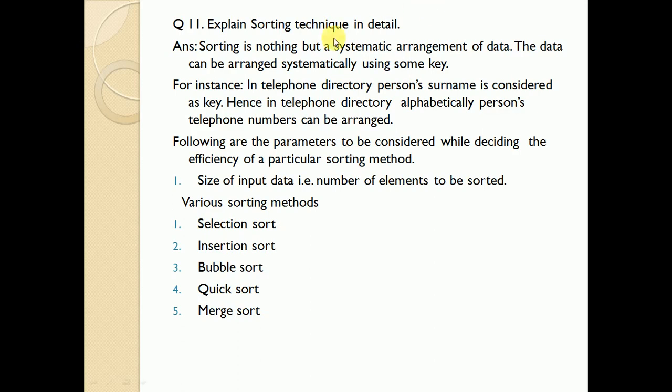So for that, the following are the parameters to be considered while deciding the efficiency of particular sorting methods. Size of input is very important, that is the number of elements to be sorted. Okay, so these elements are very important here. Now there are various sorting methods: selection sort, insertion sort, bubble sort, quick sort, merge sort. So these are the different sorting methods.